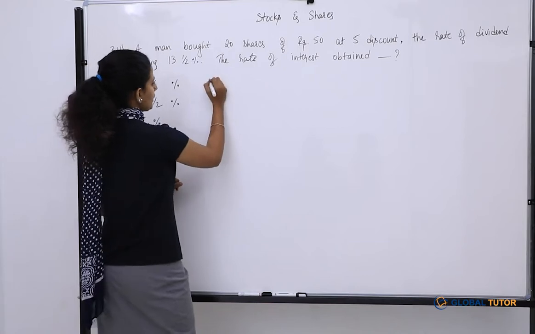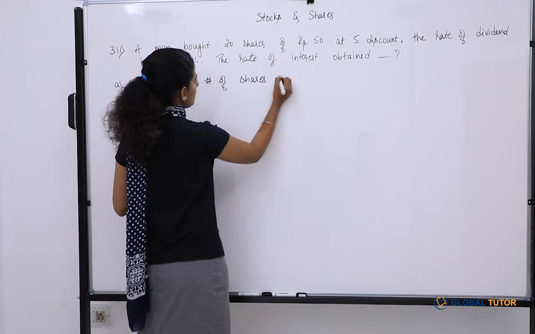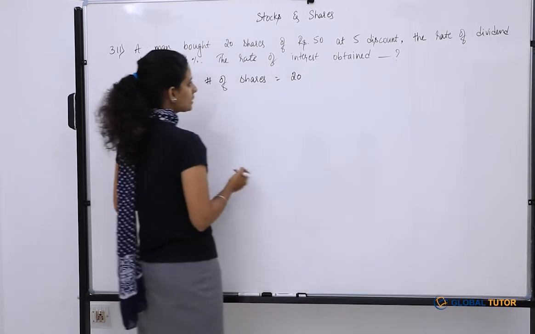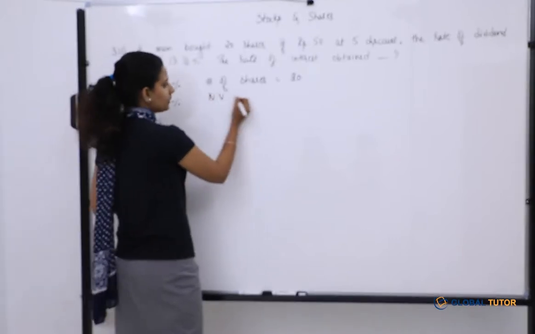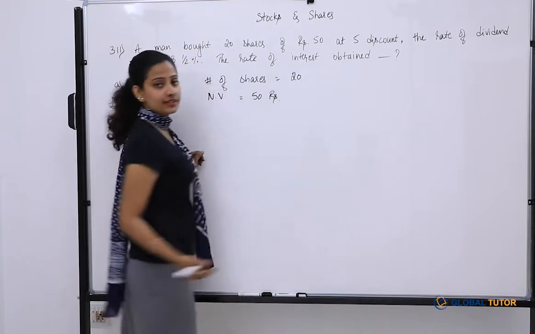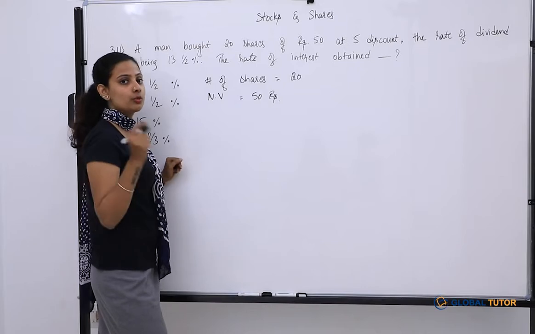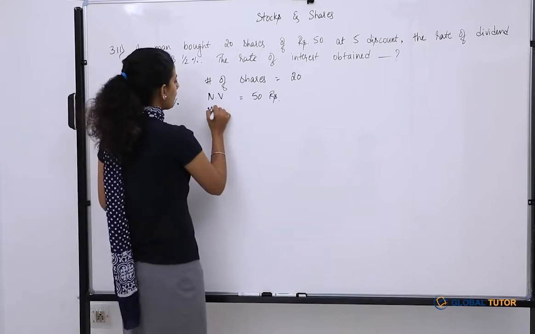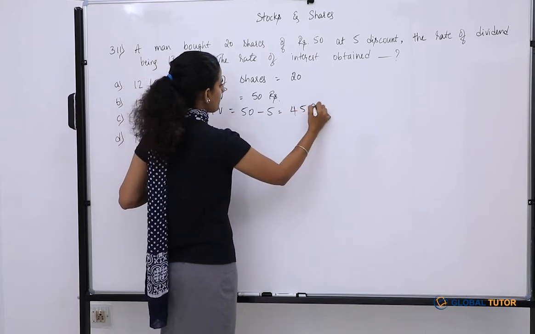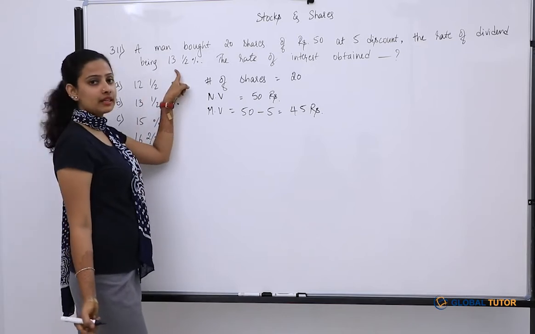He bought 20 shares. So, the number of shares is equal to 20 of rupees 50, which means that's the nominal value 50 rupees. At 5 discount, which means he got a discount of 5 rupees on the nominal value. So, the market value will be 50 minus 5, that is 45 rupees. The rate of dividend being 13.5%.